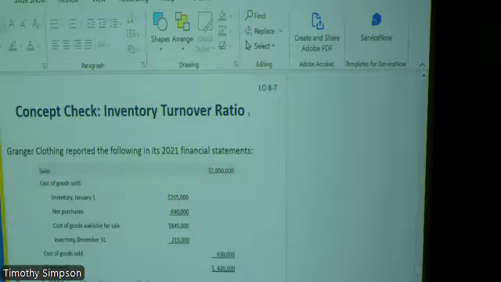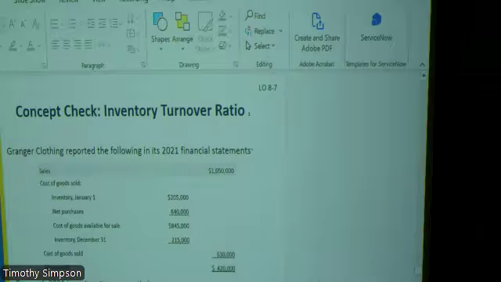Okay, and the inventory turn ratio here is simply this. So this is a different example. Grainger Clothing reported the following in its 2021 statements, and it's an income statement. We have 1.05 million in sales. Cost of goods sold, which is this figure here, but we're basically using the periodic methodology. Beginning inventory plus purchases equals GAFS, or goods available for sale, minus ending inventory. And so as a result, we have cost of goods sold and then gross profit. But we really don't care about gross profit here.